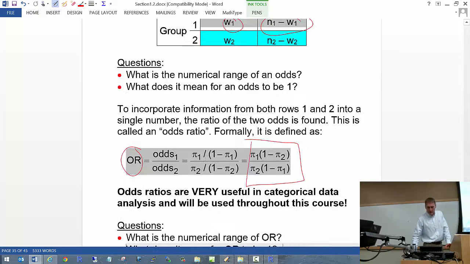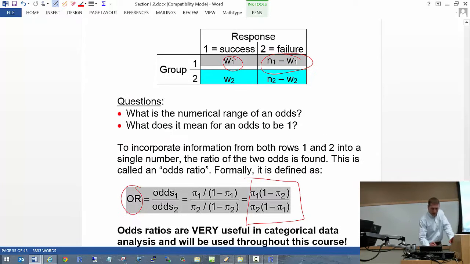So if I go back to my contingency table here, similar to what I had demonstrated before, all you're doing is taking the product of the 2 counts on the diagonal and dividing by the product of the 2 counts on the off diagonal, if you're familiar with the idea of a diagonal in terms of matrix algebra.